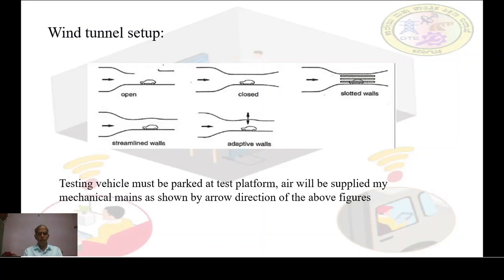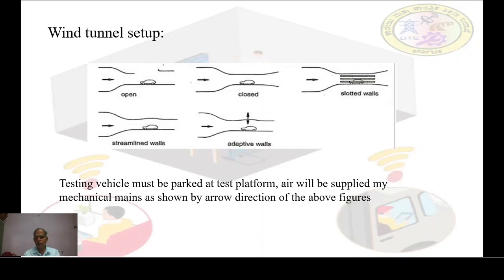First I am going to explain wind tunnel setup, means arrangements for testing. As shown in figure, many types of wind tunnels. Number 1 is open, number 2 closed type, number 3 slotted walls type, number 4 streamlined walls type, number 5 adaptive walls type. All arrangements are as shown in the figure. The different types of wind tunnel setup as shown above figure.